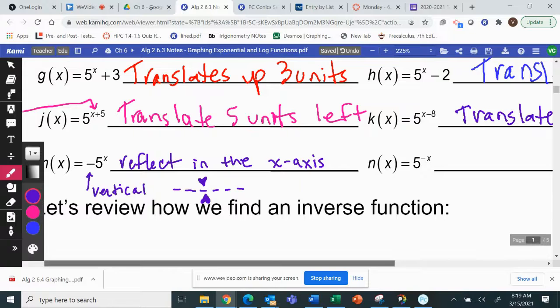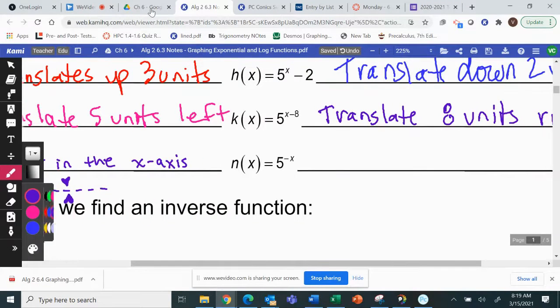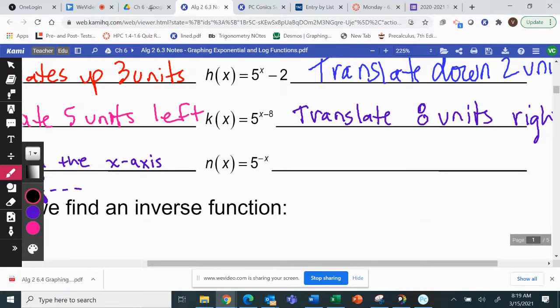So the next one, Jacob, can you tell me what the next transformation is? Horizontal reflection in the y-axis. Good. It's horizontal because it's part of the exponent. So we're going to reflect in the y-axis.